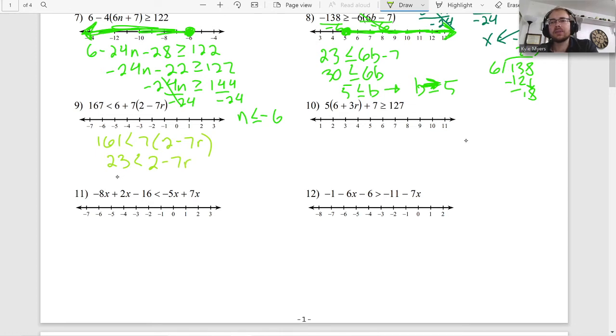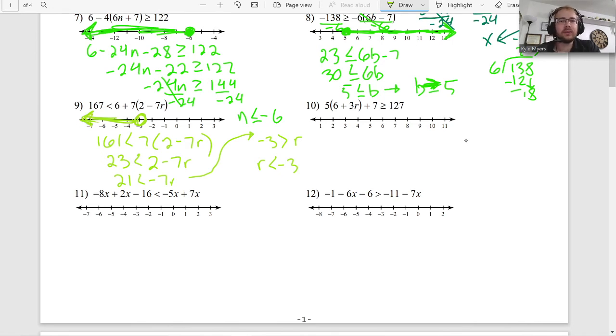Then I can subtract both sides by 2. And then I want to divide both sides by negative 7. So I need to flip the sign. If I divide both sides by negative 7, I have to flip the sign. 21 divided by negative 7 is negative 3. And then I need to flip it back because I need the r to be on the left-hand side. Okay. Open circle at negative 3, and I go left.